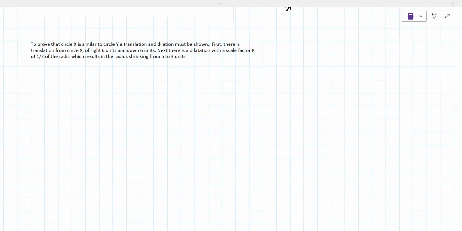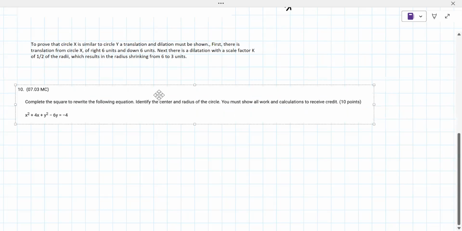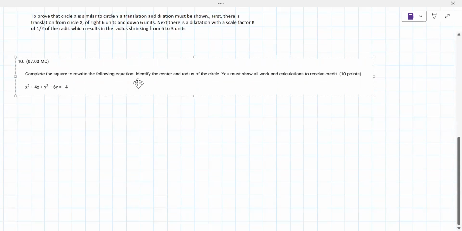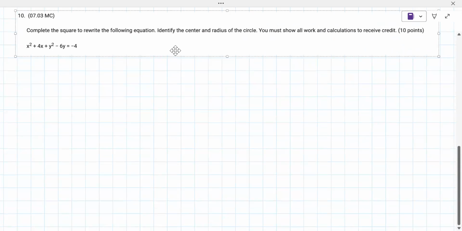Again, this is the written question. It should be in the chat now. There it is, I see that. Let's take a look here. Complete the square to rewrite the following equation. Must show work for calculation credit. This is something you would see in a previous course, an algebra course.